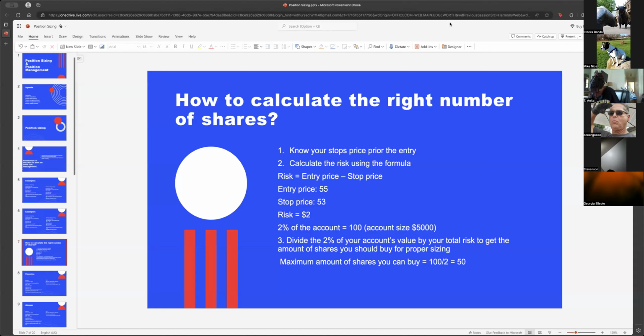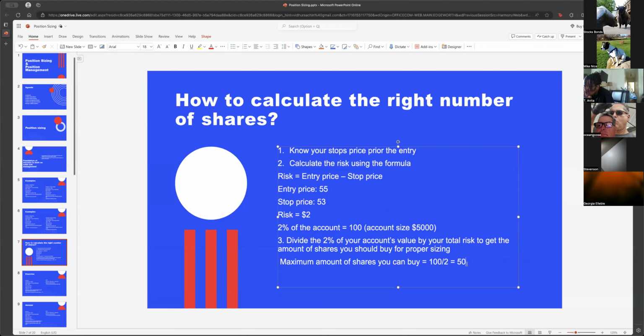So now, do you remember the 2% of your account which you calculated before? In this scenario, we're going to go with $5,000. 2% of this $5,000 account is $100. So in order to calculate the proper number of shares which you should be buying, divide this 2% of your account by that risk, which is $2. In this scenario, 100, 2% of your account, divided by 2. And you're going to be getting 50. That's the maximum amount of shares which you should be buying.